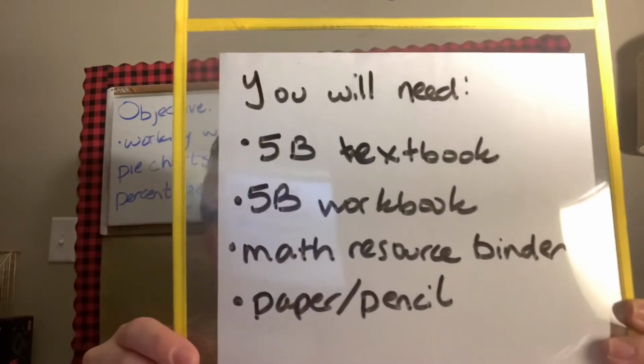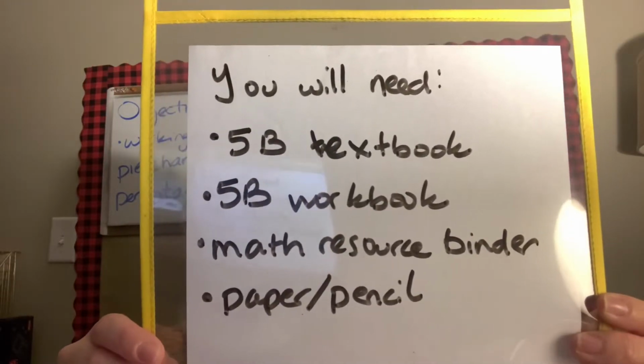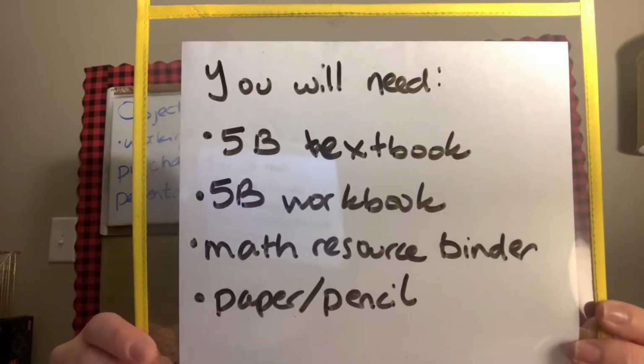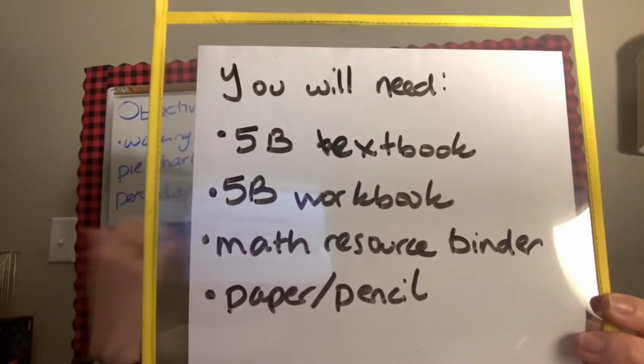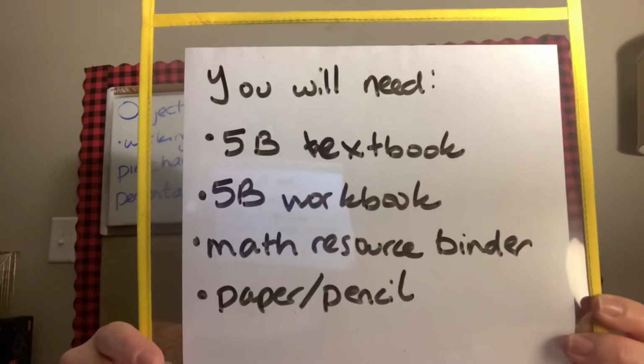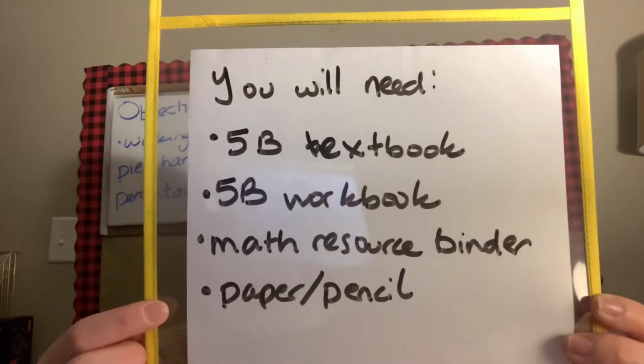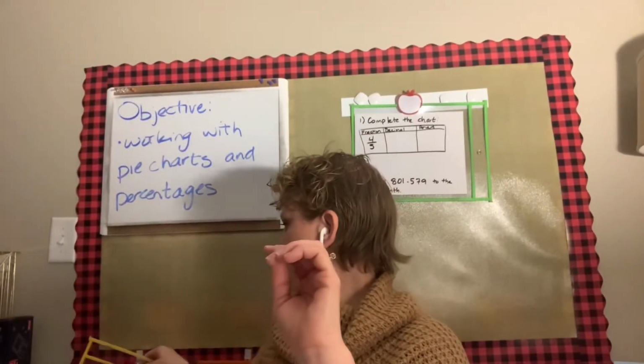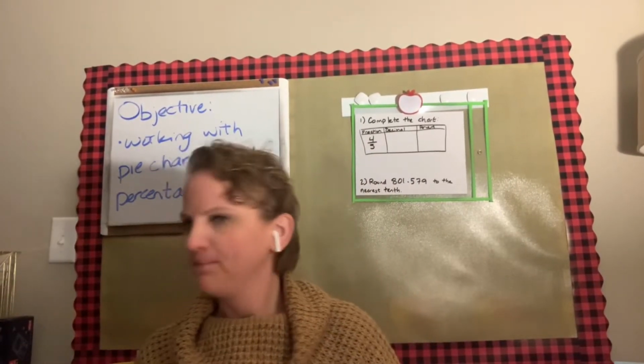For today, you will need your 5B textbook, your 5B workbook. You may want your math resource binder as a reference because we're going to be talking about some things that we took notes on earlier, and then paper and pencil. So go ahead and go get those things and then come on back and we're going to get into it.